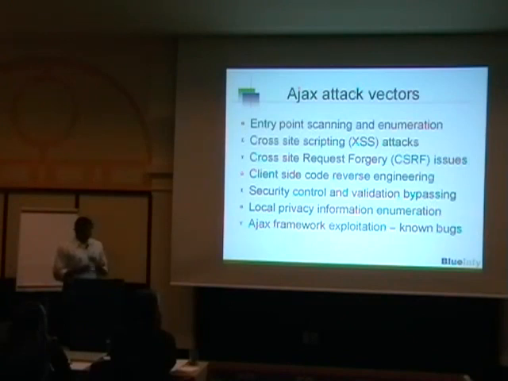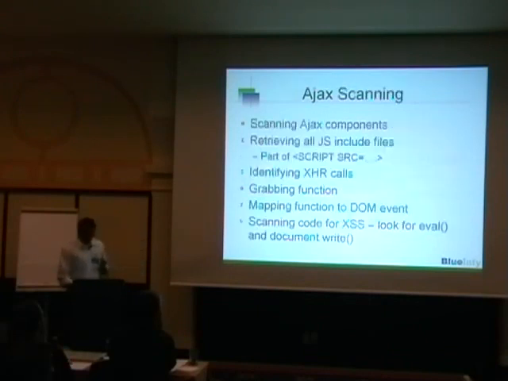Security control and validation bypassing used to happen in old applications as well as Web 2.0 applications. Then there is local privacy information enumeration, if you are using Dojo. Dojo has an interface to Flash local memory, so if Dojo is writing something to this local memory, you can read these memory variables as well. And some of the Ajax frameworks are vulnerable to JavaScript hijacking and such. So if you identify which framework your application is running with, there are some tests you can do.